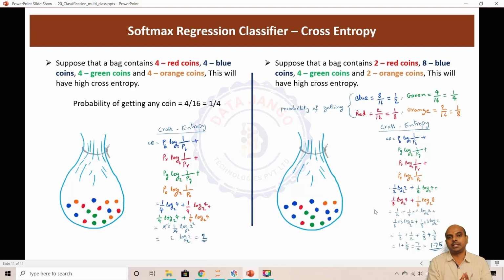So cross entropy is the best fit as the cost function for the Softmax regression classifier. That is cross entropy, and the same cross entropy we are going to use in tree-based algorithms also.